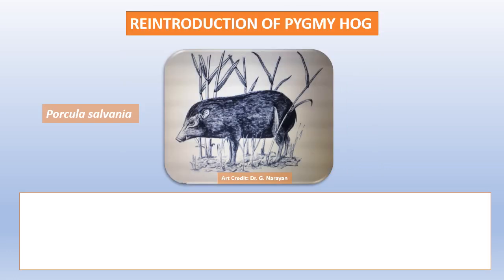Next, we come to reintroduction of pygmy hog. Pygmy hog, Porcula salvania, is the smallest and rarest wild suid in the world, and the species is listed in IUCN Red List as endangered.